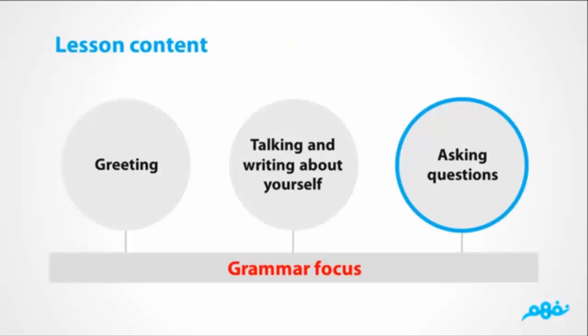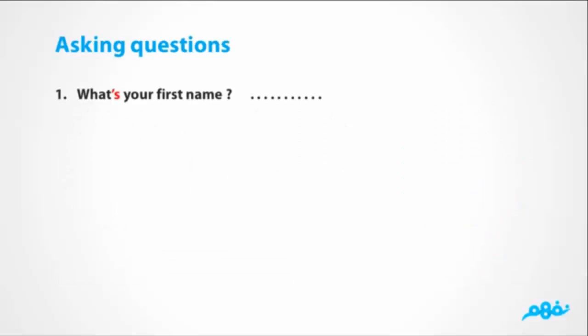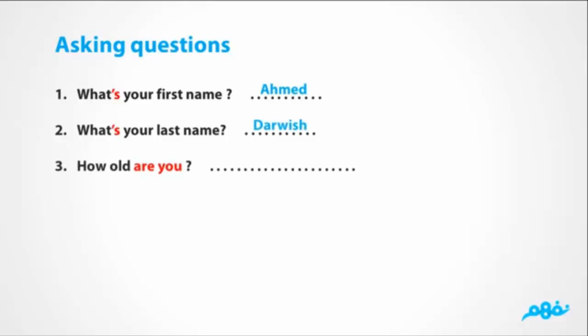Asking questions: you're supposed to ask your friends, your classmates, these questions. Note the difference between what is your first name and what's your first name. In spoken English, we say, what's your first name? The second question, what's your last name? The third question, how old are you?